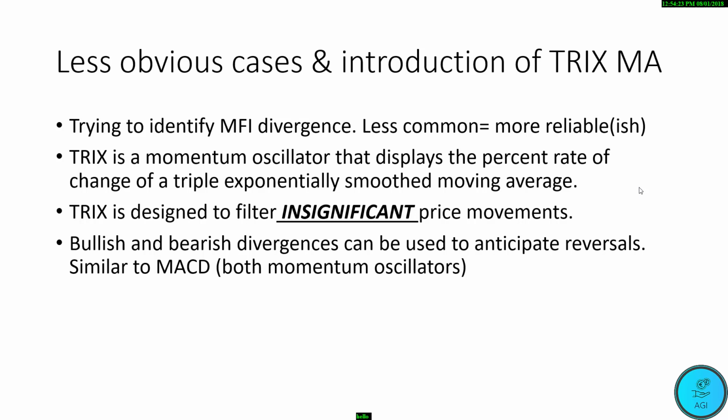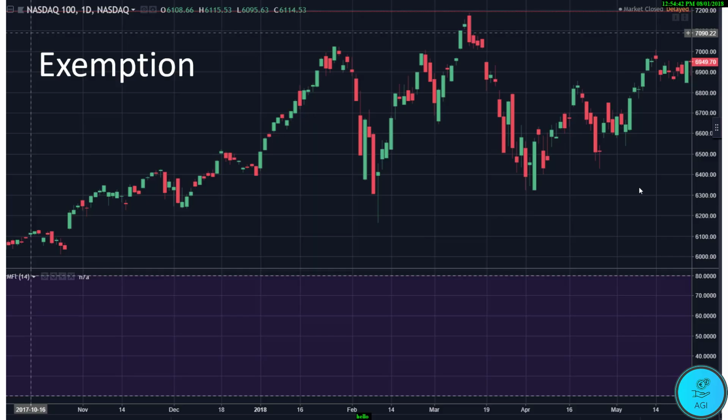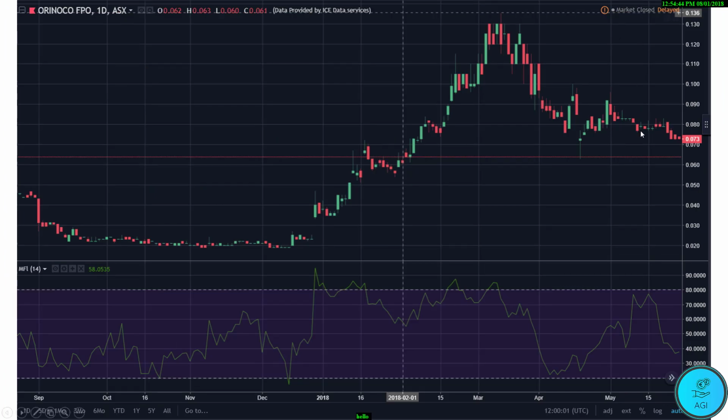So yeah, moving on. Less obvious cases and introduction of the TRIX moving average. The TRIX moving average is a very unique indicator. It removes insignificant price movements. Now, could anyone just tell me why that might be useful? Why removing insignificant price movements might be useful? Do you have an idea as to why it might be useful? No. Okay, well, we'll go back.